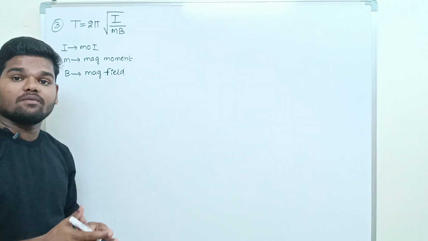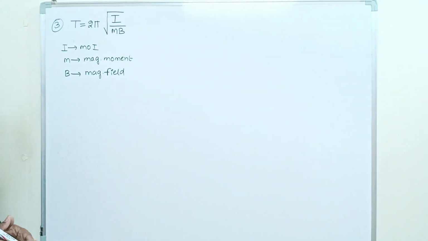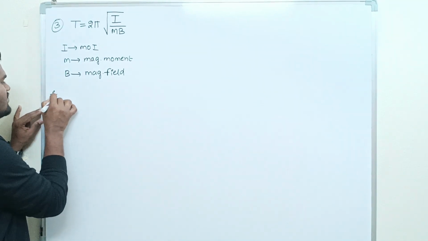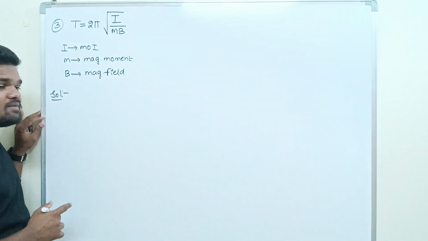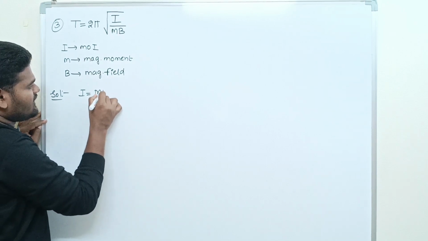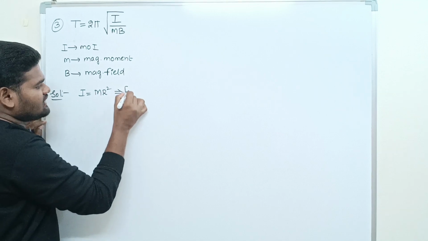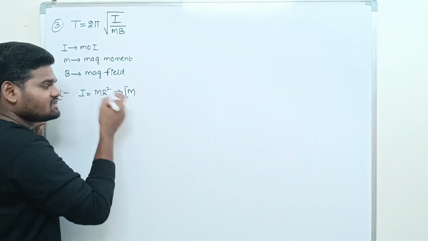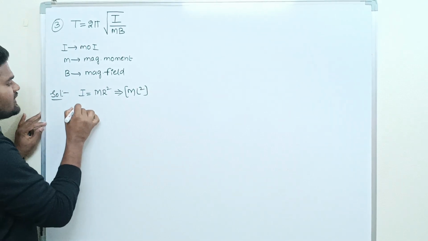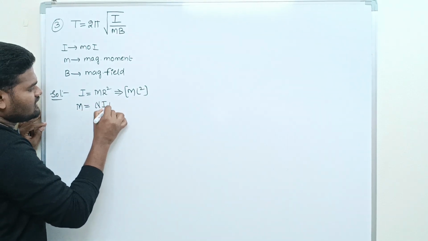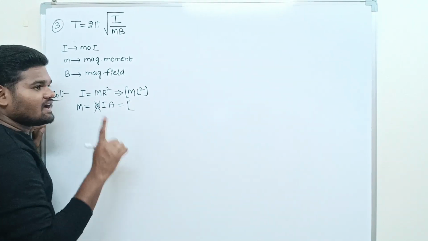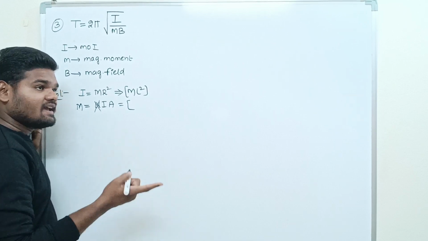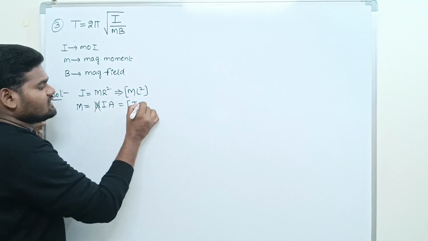Check whether this equation is dimensionally correct or not. Pause the video and try the problem. 3, 2, 1, go. Right. First we have to write the dimensional formulas for I, m and B. What is I? I equals M r square. The dimensional formula is capital M, r means radius, radius means distance, L square. Magnetic moment, capital M equals N I A. N means number of turns, a constant, which has no dimensional formula. I means current, whose dimensional symbol is I or A, whatever it is. I am taking I. Area, L square.